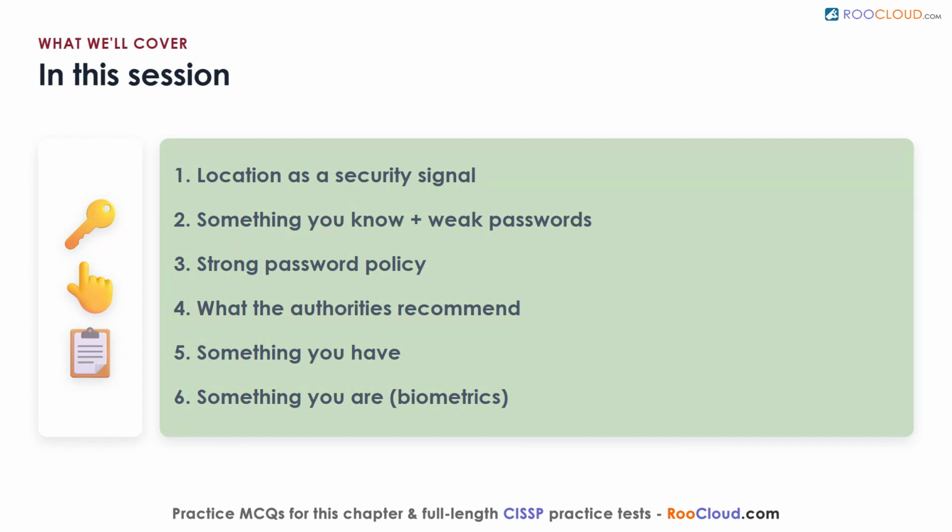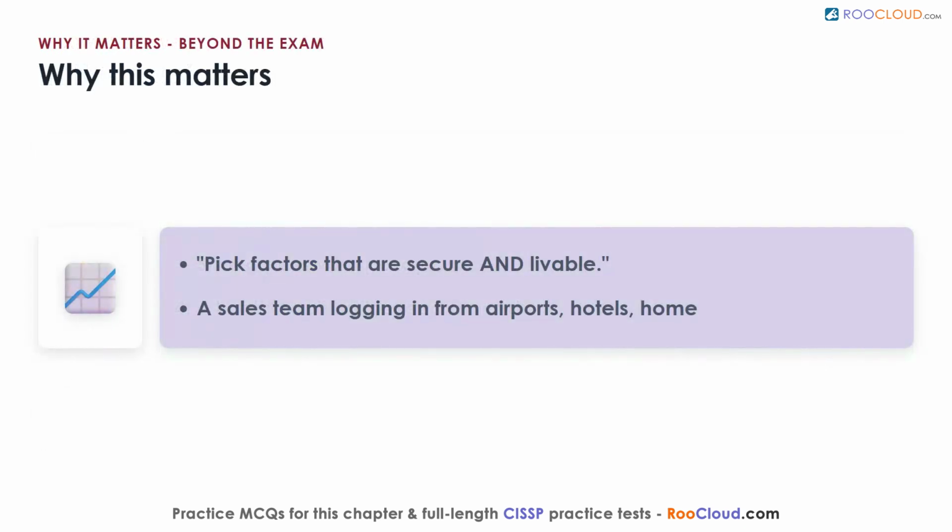We'll answer several questions. How can location itself become a security signal? What is the something you know factor? And why are passwords so weak? What makes a strong password policy? What do the leading authorities recommend? What is the something you have factor? And how does the something you are factor use biometrics? Why does this matter beyond the exam?